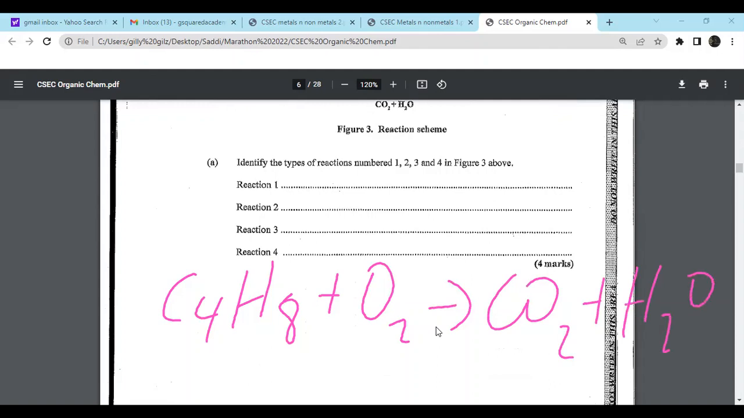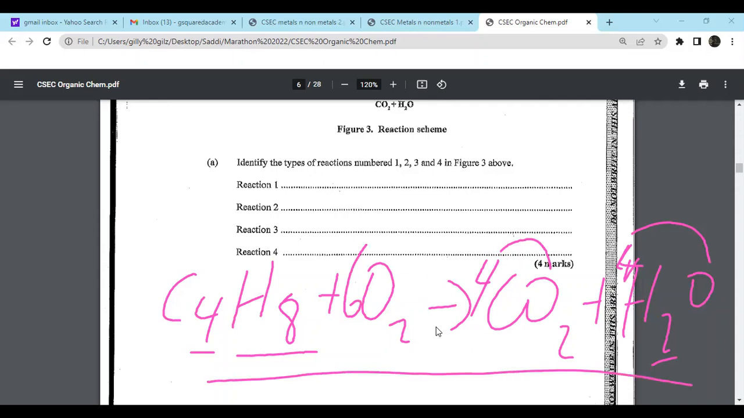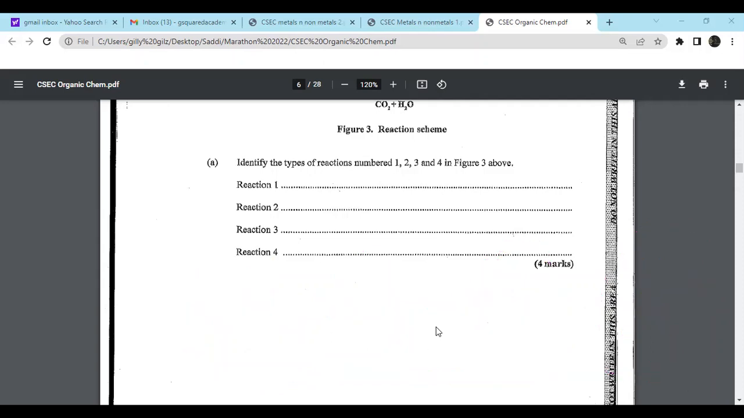So remember how I told you how to balance this? There are 4 carbons here, so put a 4 there. There are 8 hydrogens here, so you put a 4 there because 4 times 2 is 8. Then you balance the oxygen. This is 4 oxygens plus 4 times 2, 8. That's 12 oxygens, and you put a 6 there. 6 times 2 is 12. Then everything in this equation is a gas, because it's combustion. Combustion is done at high temperatures. So the water is not going to be a liquid, it is going to be vapor. Okay, so that's that reaction.